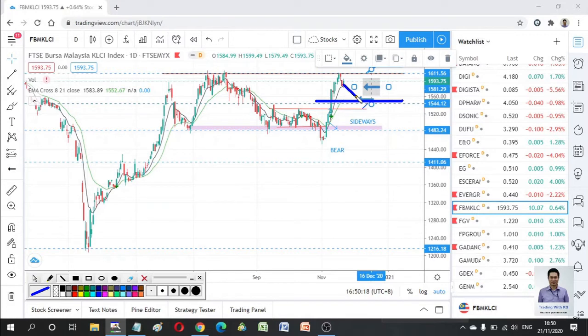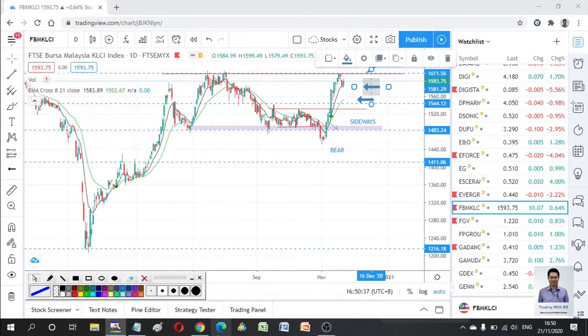We expect the price to bounce somewhere here, or here. If it comes back to here again, maybe it's a sideways market again.